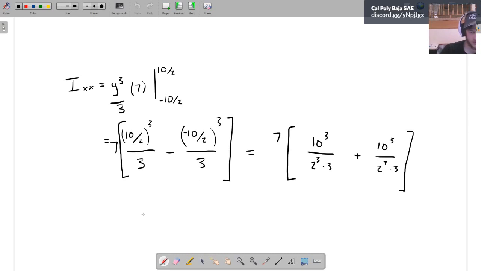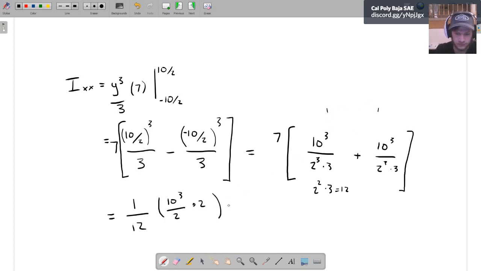Well, we're close. I'm still messing something up. We've got 7, well, this would be 1/12 times 10/2 times 10 cubed. Oh, yeah, there we go. That's what it is. We've got 10^3/2. So what I'm going to do is pull this. 2 squared times 3 is equal to 12, so I'm just going to pull this 1/12 out. This is going to be times 2, because there's two of them, times 7.